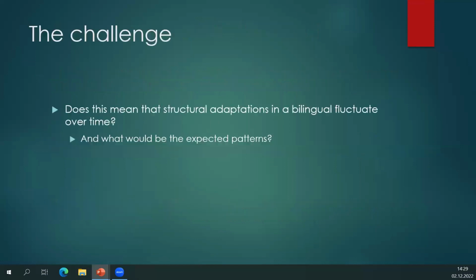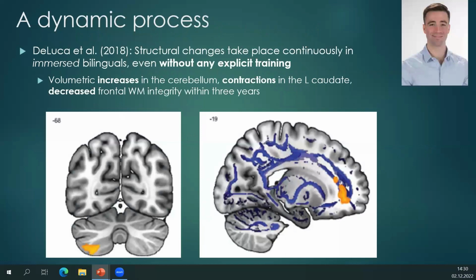And this is what I found to be the challenge at the time, right? Does this pattern mean that these structural adaptations in an individual's brain, a bilingual's brain, fluctuate over time, right? And if that's the case, what would be the expected pattern? To test the waters, here's a familiar shaven face.